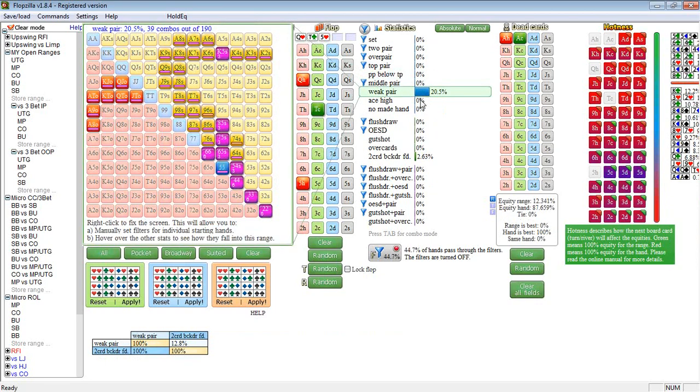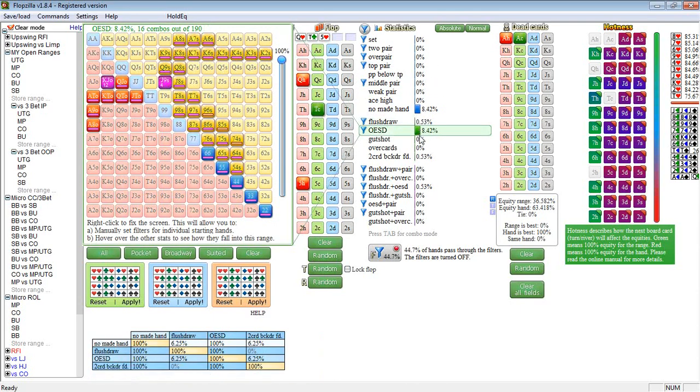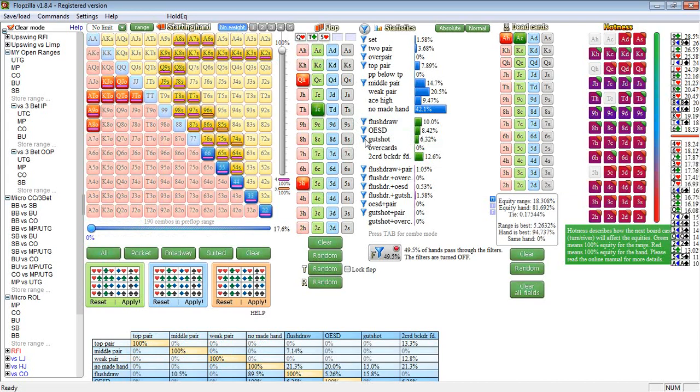Weak pair, we'll leave weak pair out for now. Flush draw, open-ended straight draw, gut shots, all can be calling here. This is only 40% of his range. So let's give him weak pairs also. So at least we have him now calling 70% of his range, which I think is about normal.